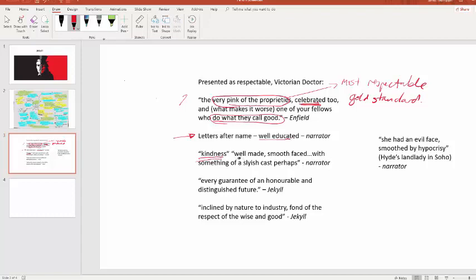His face is also described as well-made, smooth-faced, with something of a slyish cast, perhaps. Now that's something about it. But all this stuff is positive. We'll come back to the other bits in a minute.